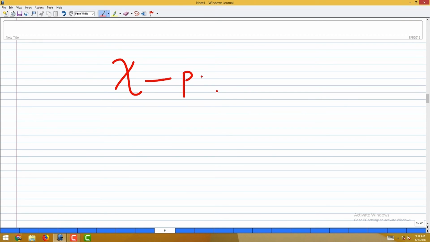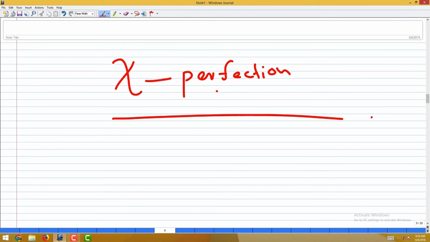Chi perfection. So when you talk about chi perfection, one thing we will clear first itself. Suppose you are given a comparability graph. Now take an induced subgraph of this comparability graph. Do you think it will be a comparability graph, or can it be a non-comparability graph?